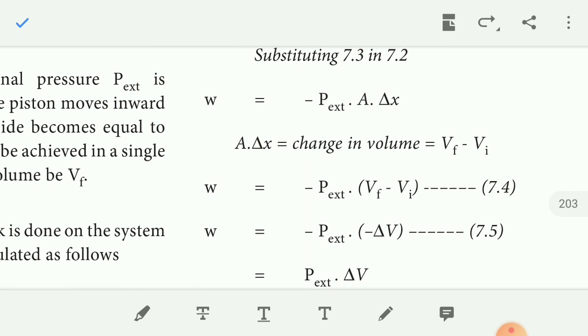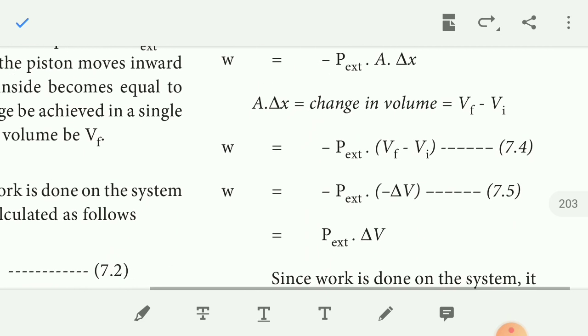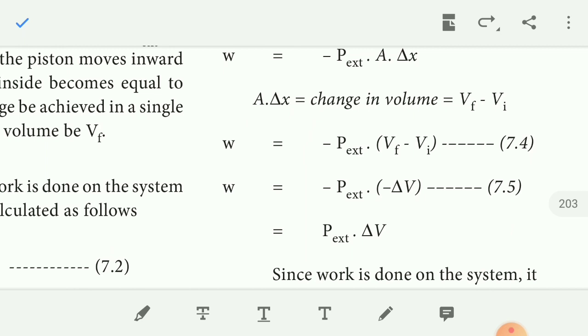So W equal to minus P external. What is the A del X? Change in volume, Vf minus Vi. So you put the del X value as Vf minus Vi. This is equation 7.4. So W equal to minus P external, final minus initial, we simply say del V. So W equal to minus P external into del V.